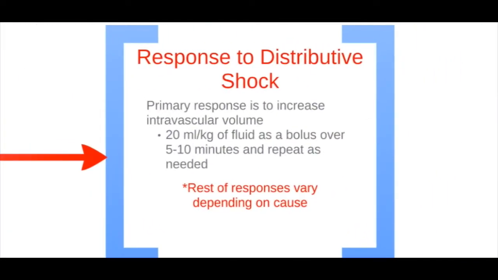The primary response to distributive shock is to increase intravascular volume, administer boluses of 20 milliliters per kilogram of fluid over 5 to 10 minutes, and repeat as necessary. The remaining responses vary depending on the cause of distributive shock.